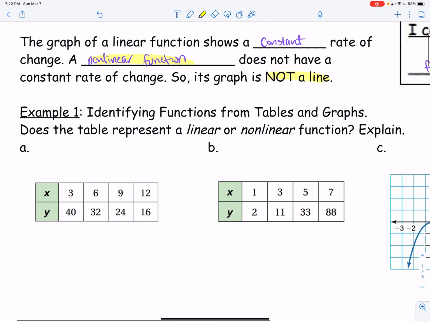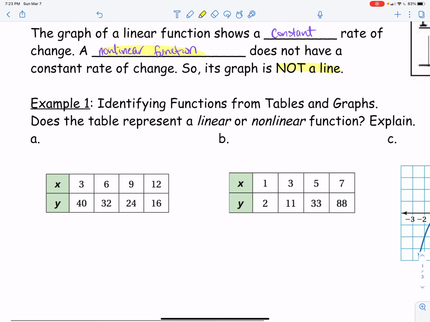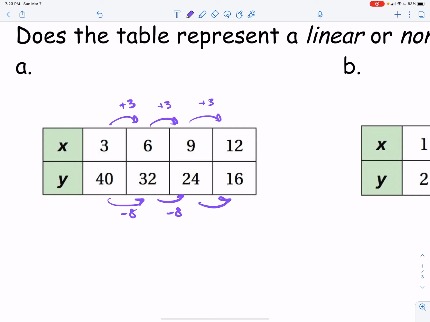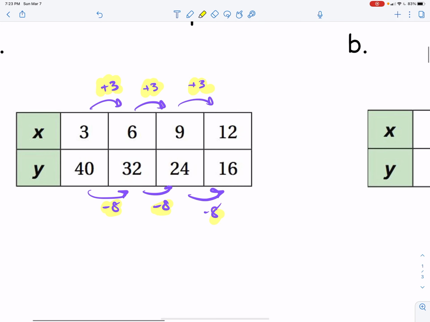So does a table represent a linear or nonlinear function? All you have to do is identify patterns. So here, notice I'm going up by plus 3, plus 3, plus 3. Notice how here I'm going minus 8, minus 8, minus 8. So you're looking at your rates of change: 3, 3, 3, negative 8, negative 8, negative 8. Notice how they're the same.